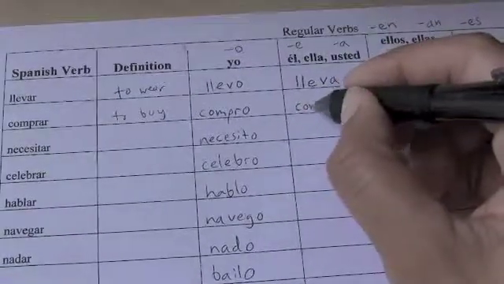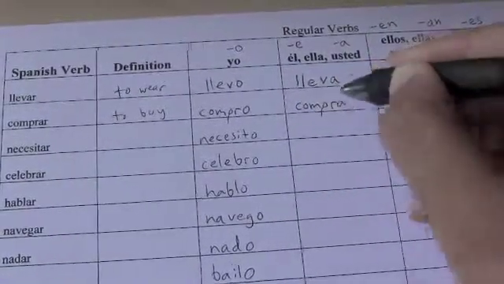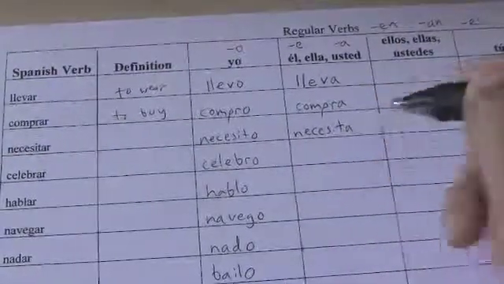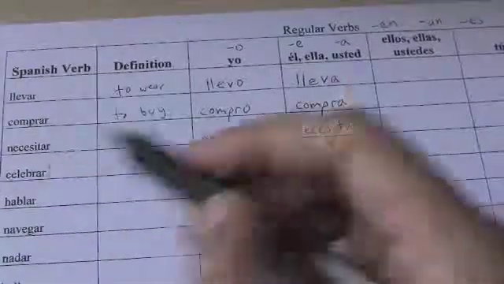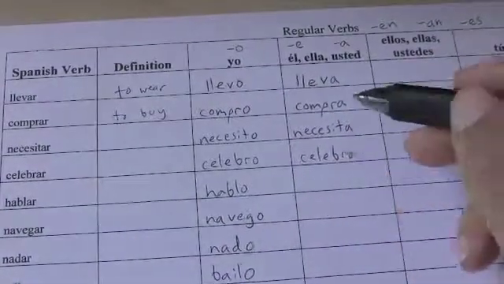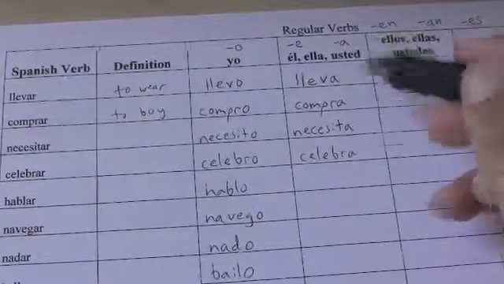Lleva, compra, necesita, dropped off the R, celebra. He celebrates, he needs, he buys, so that's how you do that there.